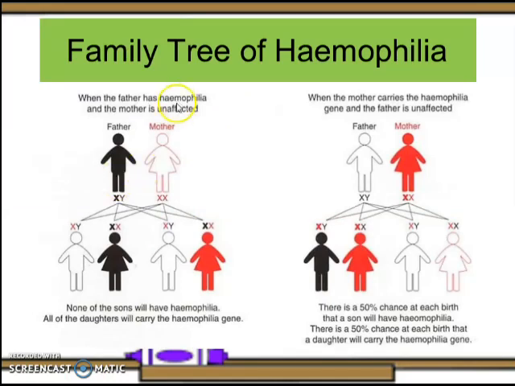When the father has hemophilia and the mother is unaffected, none of the sons will have hemophilia, and all of the daughters will carry the hemophilia gene. Now, when the mother carries the hemophilia gene and the father is unaffected, there is a 50% chance at each birth that a son will have hemophilia. There is a 50% chance at each birth that a daughter will carry the hemophilia gene.